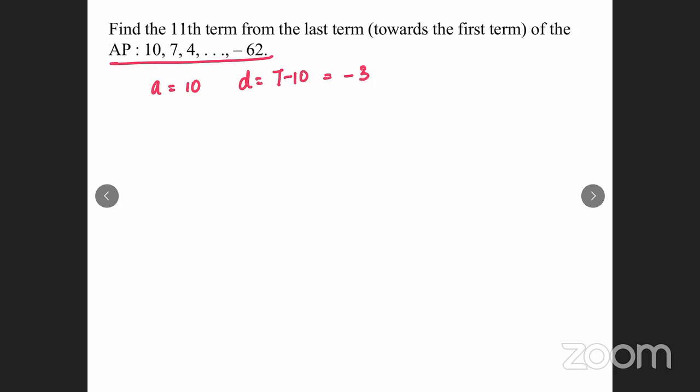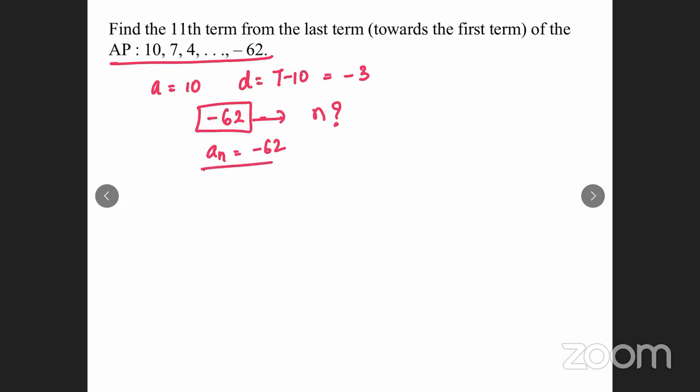Now what we need to find? We need to find the 11th term from the last term of the AP, whose last term is minus 62. So first we need to find which term is minus 62. This is one term, we need to find its value n. So to find the n, can I say an is minus 62? Because that's the last term, we know that.